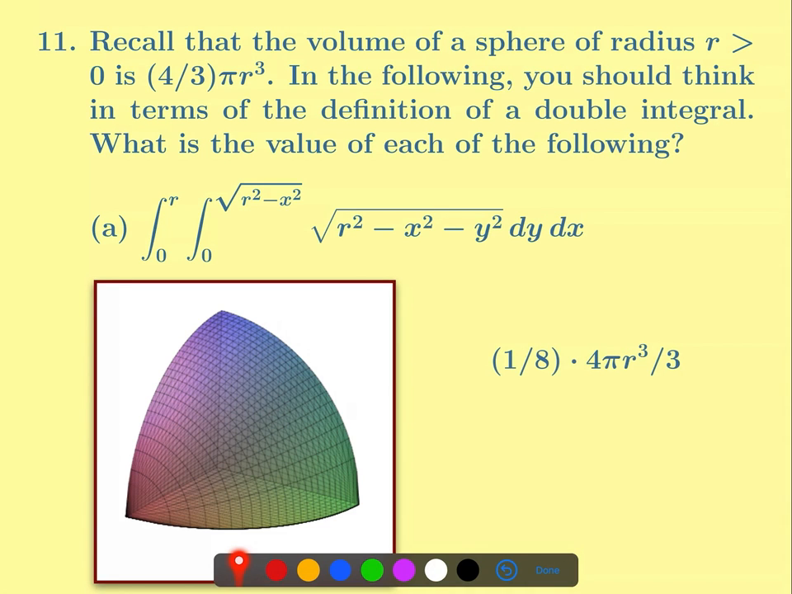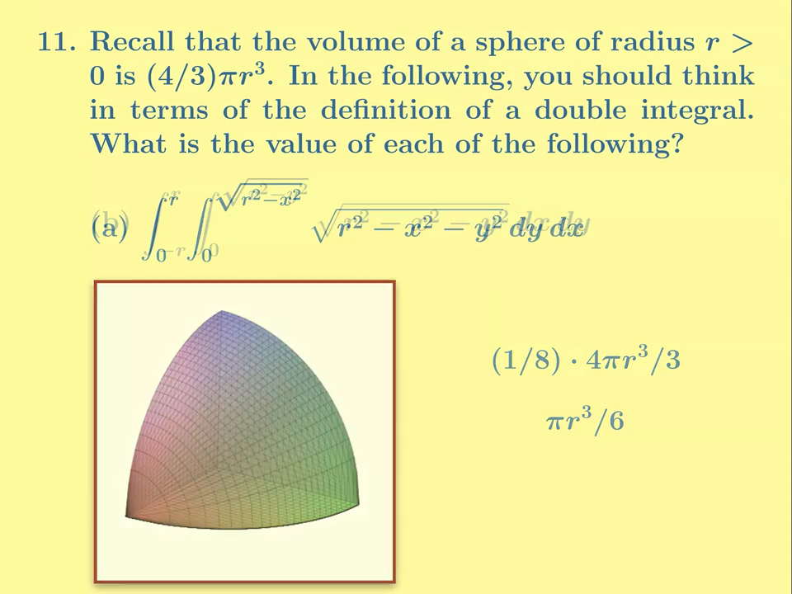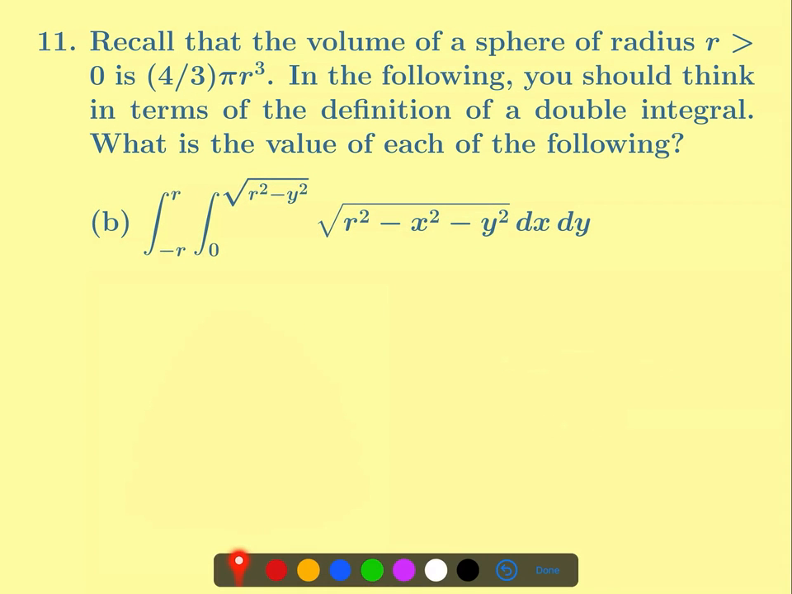So we get 1/8 times 4 pi r cubed over 3 for the value of this double integral, 1/8 of the sphere. And that simplifies to just pi r cubed over 6. So the answer for part A is pi r cubed over 6. Let's look at B.